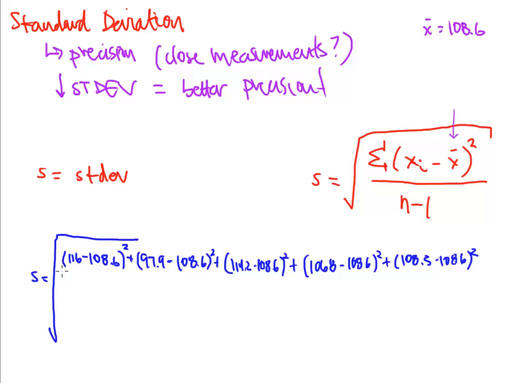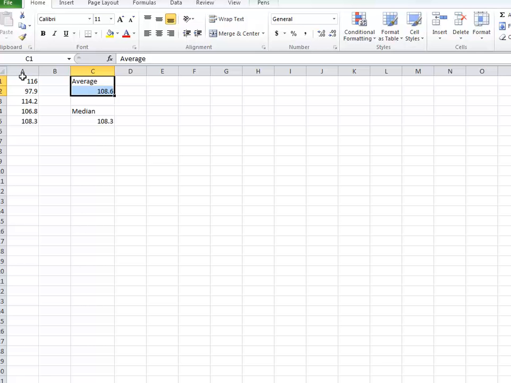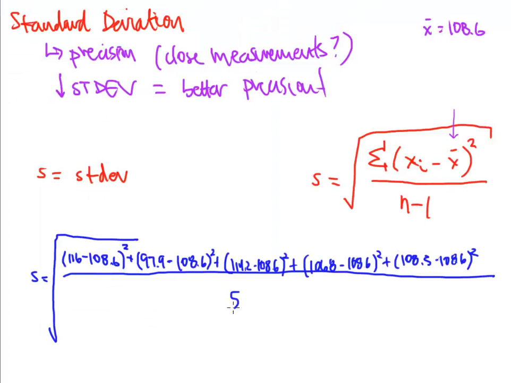All right, so I've taken the difference of all of those terms, squared them, and now I'm going to add them up. And then I'm going to divide by the number of terms that I have, the number of individual data points. So I've got 1, 2, 3, 4, and 5. So down here at the bottom, it's going to be a 5 minus 1. Okay, so that's a lot of math, right?